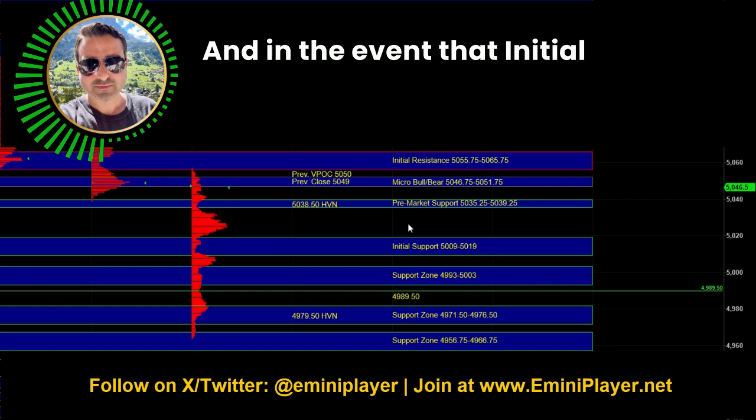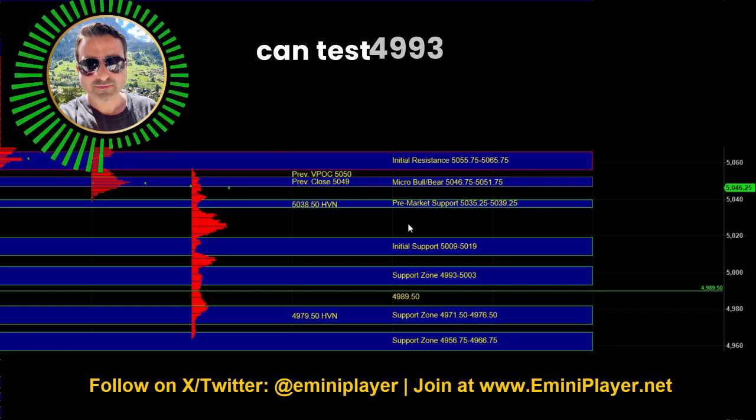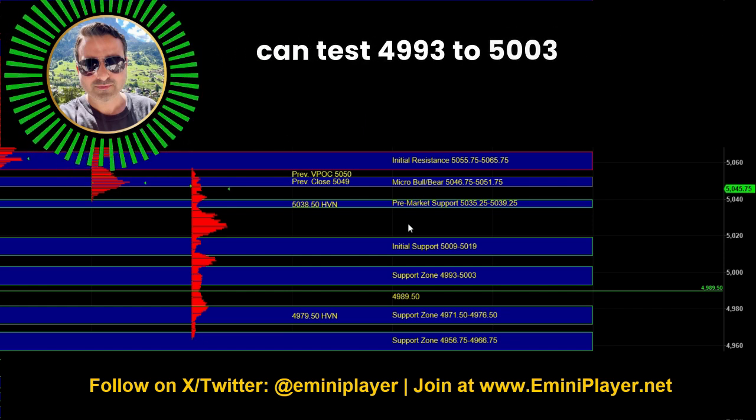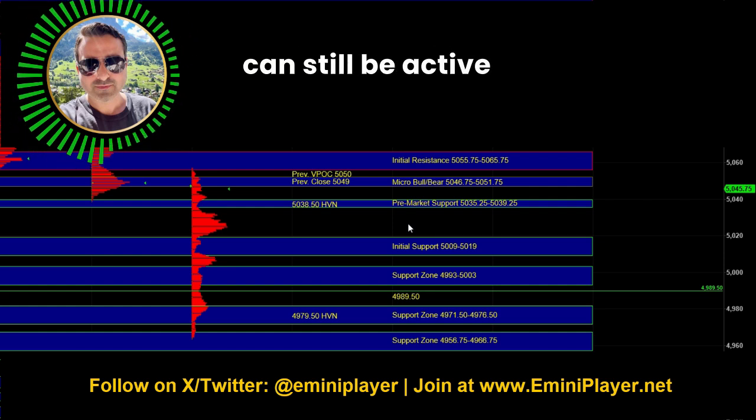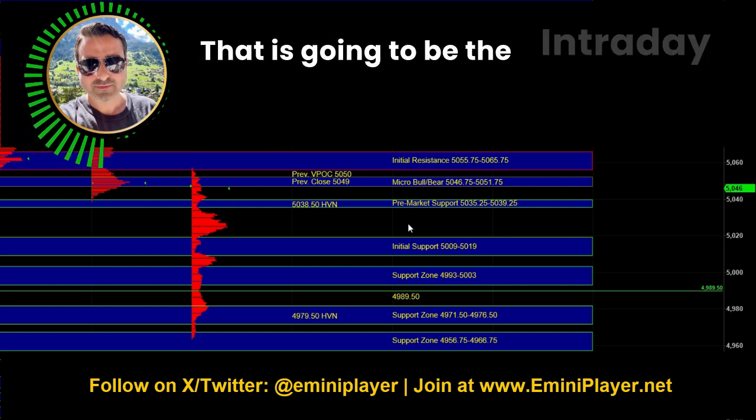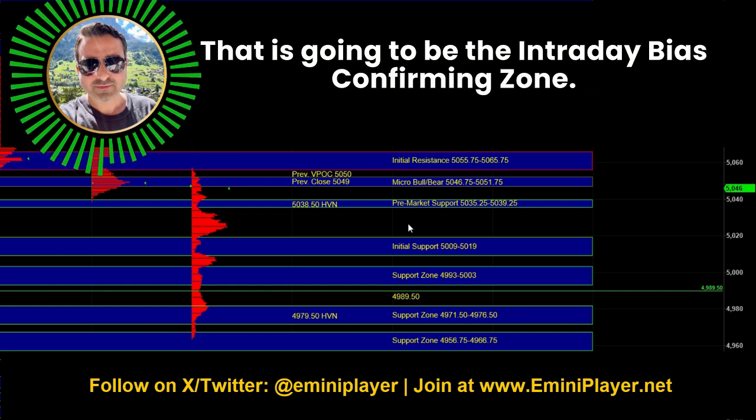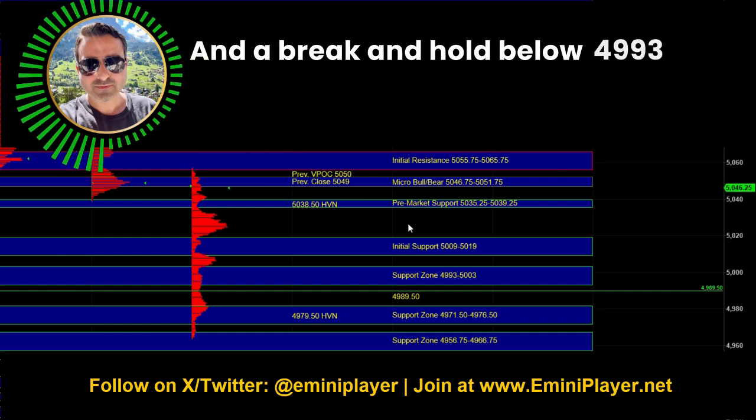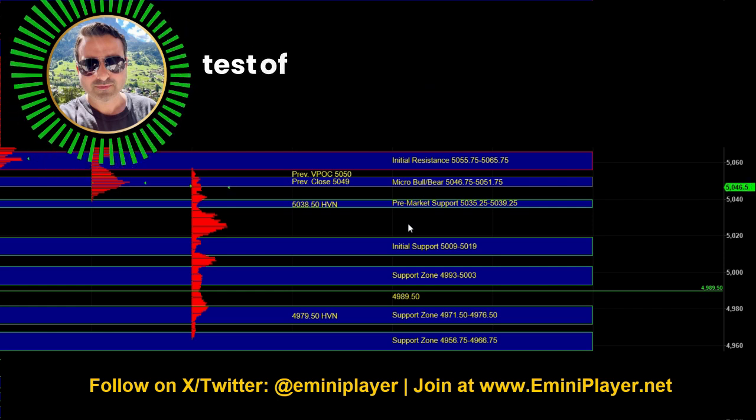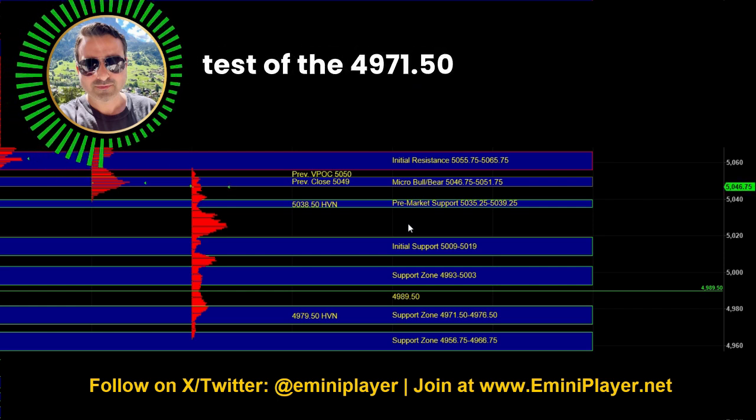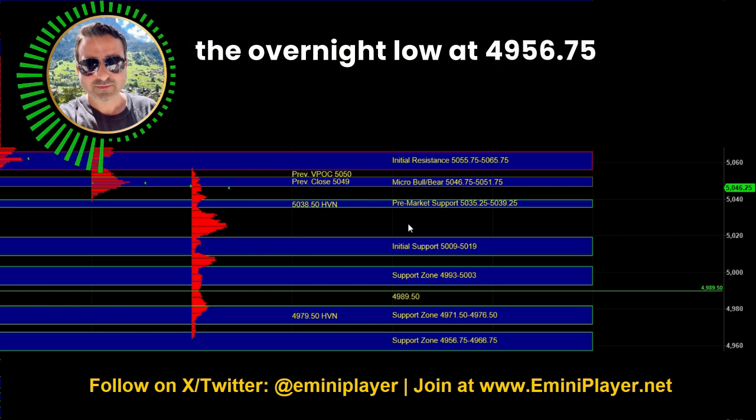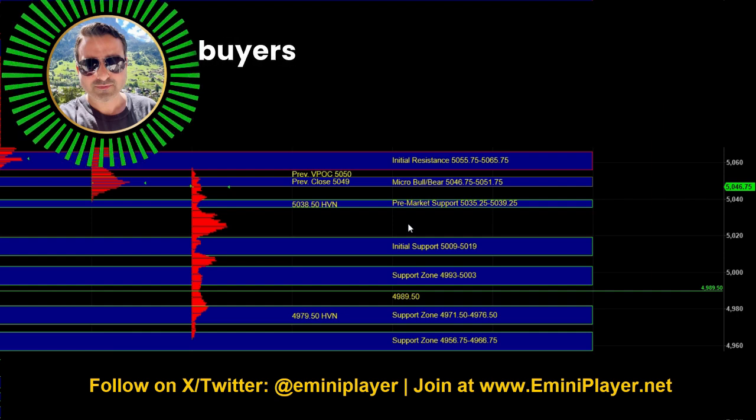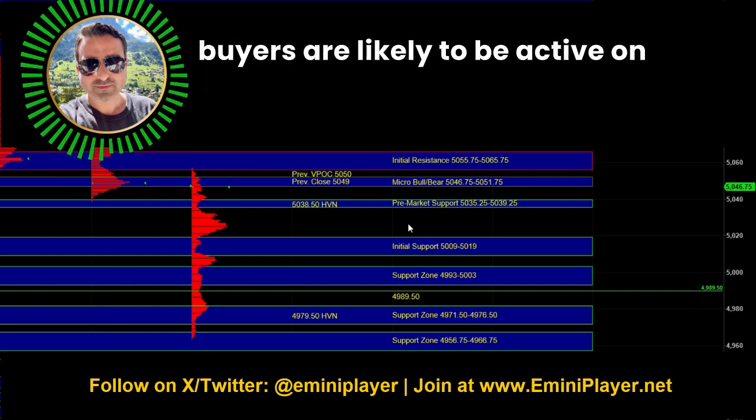And in the event that initial support breaks, we can test 4,993 to 5,003, where responsive buyers can still be active on first test. That is going to be the intraday bias confirming zone, and a break and hold below 4,993 can result in a test of the 4,971.5 to 76.5 area, and the overnight low at 4,956.75 to 66.75, where again buyers are likely to be active on first test.